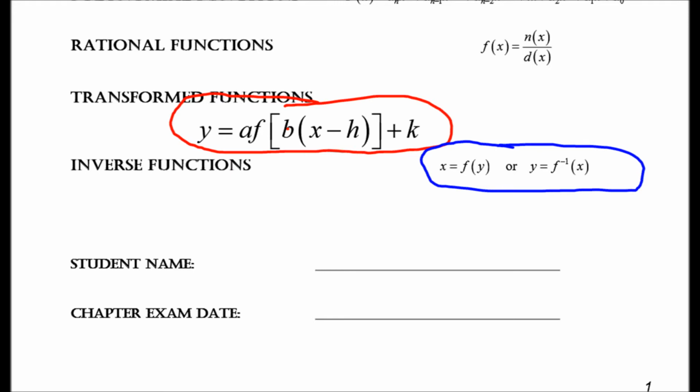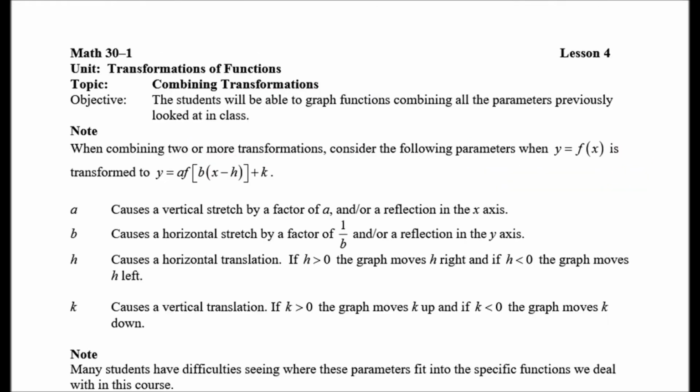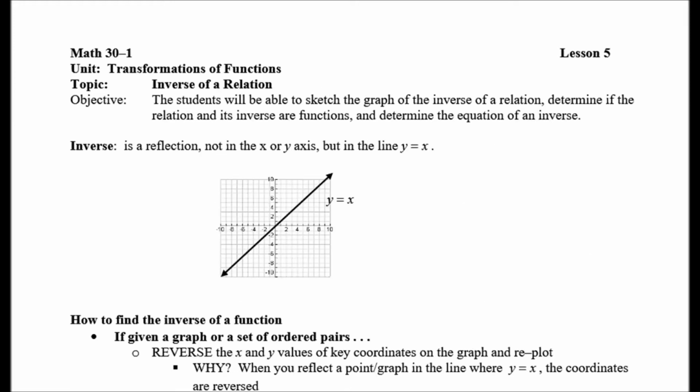All right. We are on page 16, I believe. And here, no, pardon me, not 16. What page are we on? 20? 20! We're on page 20 today. All right. Lesson 5. Inverse of a relation. All we are going to do is students will be able to sketch and graph the inverse of a relation, determine if the relation of its inverse are functions, and determine the equation of an inverse. This is not terribly difficult.